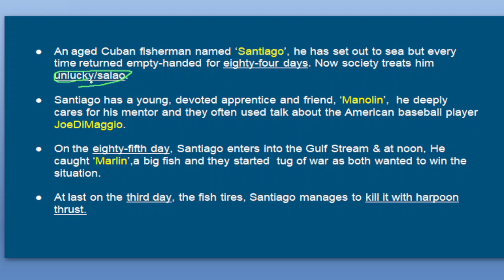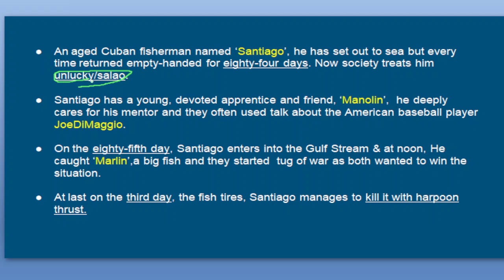Next says Santiago has a young devoted apprentice and friend, Manolin. I have told you Manolin shares a mentor and mentee relationship. He deeply cares for his mentor, and they often talk about the American baseball player Joe DiMaggio.